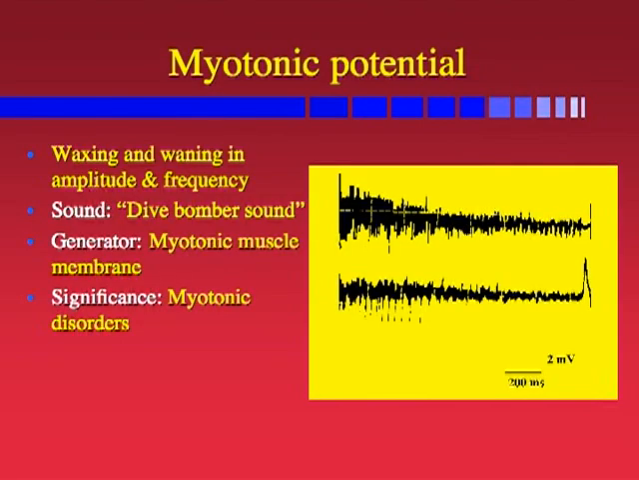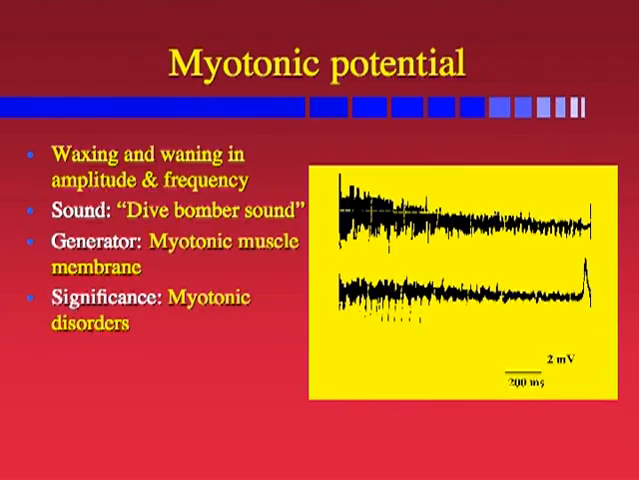Myotonic potentials. Myotonic potentials are the most specific potentials in the needle EMG. Myotonic potentials are spontaneous potentials with waxing and waning amplitudes and frequencies, producing the classic dive bomber sound. They are easily induced by needle insertion and movement, muscle tapping, or minimal voluntary contraction of the muscle. Myotonic potentials are characterized by an initial positive deflection, either in the form of positive sharp waves or fibrillations, depending on the relationship of the needle to the muscle fibers.